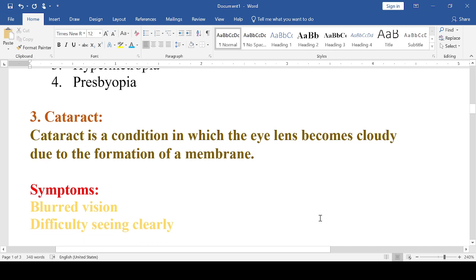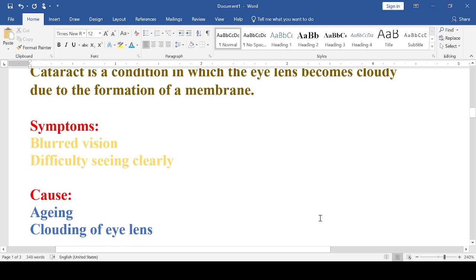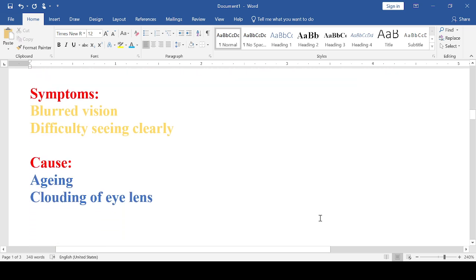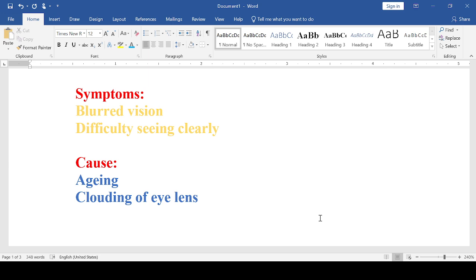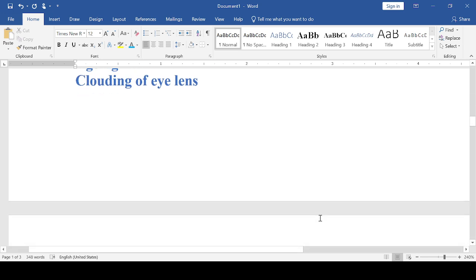So what is cataract? Cataract is a condition in which the eye lens becomes cloudy, due to the formation of a membrane. What are the symptoms? The person suffering will have blurred vision and difficulty in seeing clearly. What is the cause, students? It is due to aging, clouding of the eye lens. These are the reasons cataract occurs.